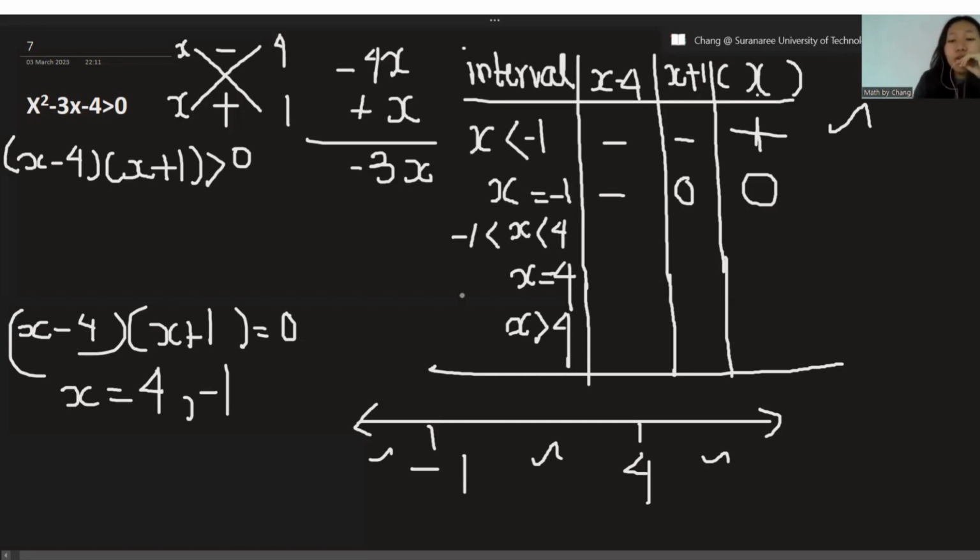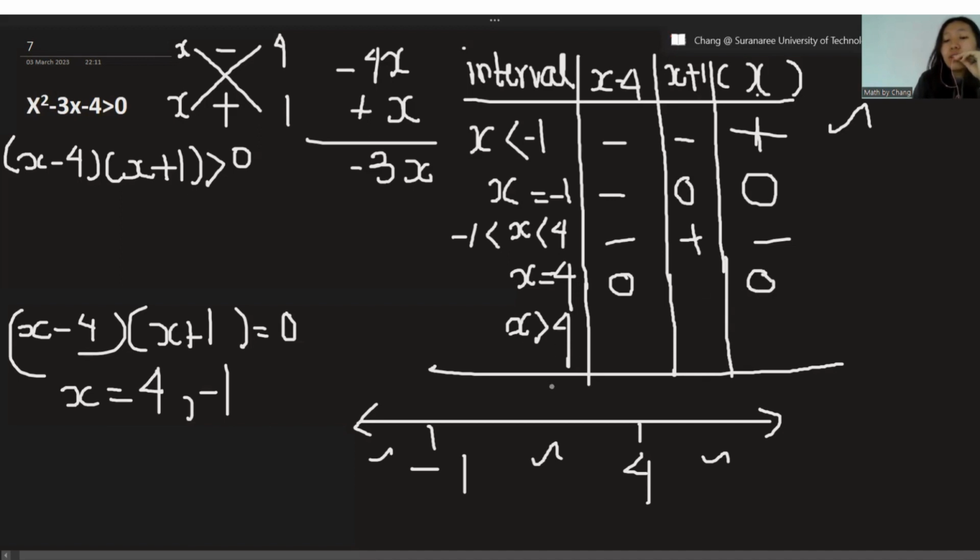Okay, so when the value of x is between minus 1 and 4, just pick a number you like. For me, I would choose 0. So 0 minus 4, you will get minus, right? 0 plus 1, you will get plus. When you multiply a negative and a positive value, you will get a negative value, right? When x equal to 4, what will you get? 4 minus 4, 0. So you don't even need to consider this one, right? Whether this number is plus or minus, you will only get 0, so I don't consider this one.